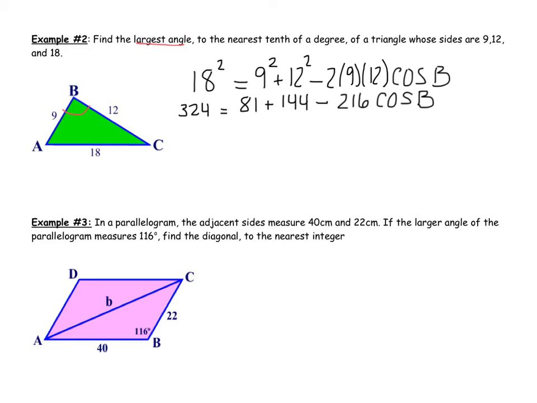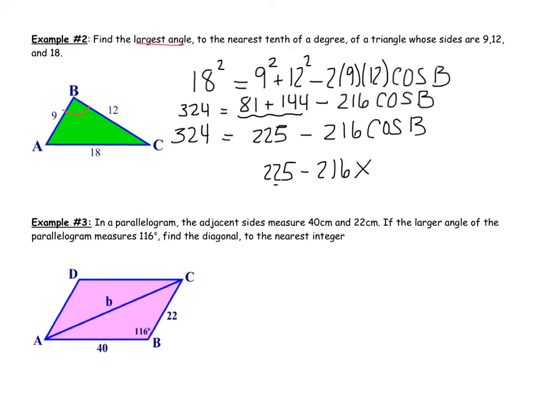So let's add the 81 and the 144. That we can do. And you'll get 225 minus 216 cos B equals 324. Now, again, can I add these two? If it were 225 minus 216x, could I add those two and put an x at the end? The answer is no. So we have to subtract the 225 on both sides.